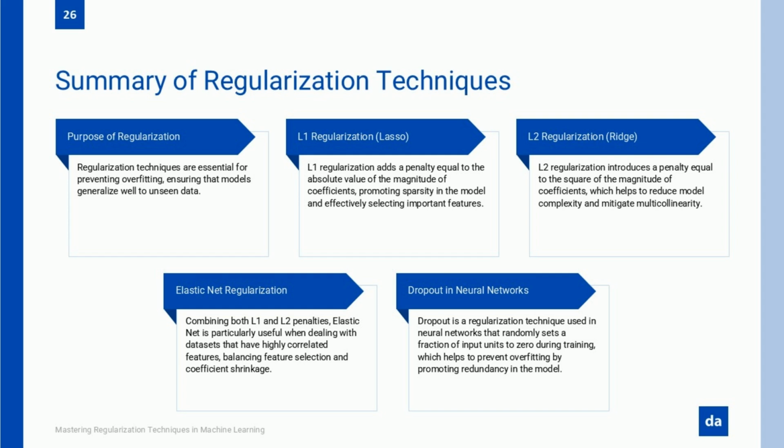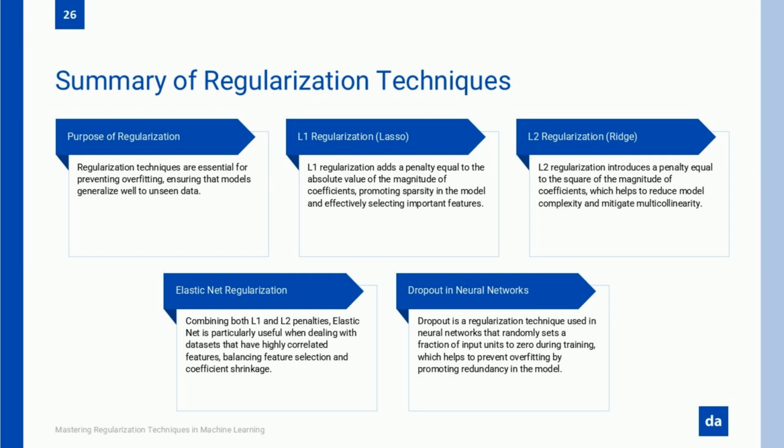1. L1 regularization, Lasso. L1 regularization adds a penalty equal to the absolute value of the magnitude of coefficients. Key benefit: promotes sparsity by shrinking some coefficients to exactly zero, effectively performing feature selection. Best use case: high-dimensional datasets where irrelevant features need to be removed.